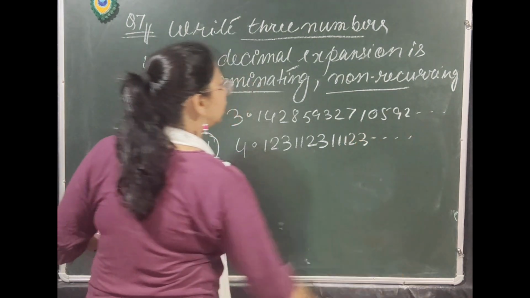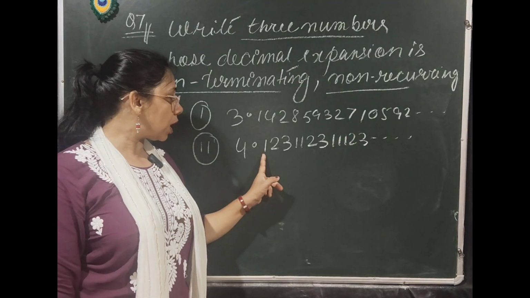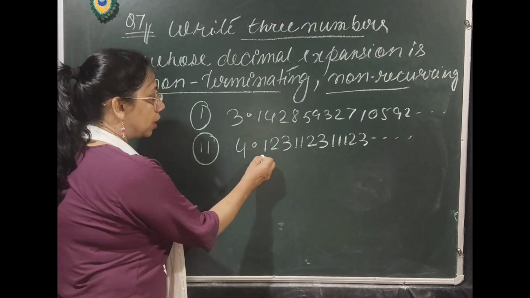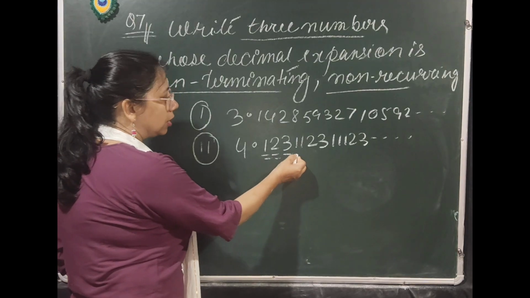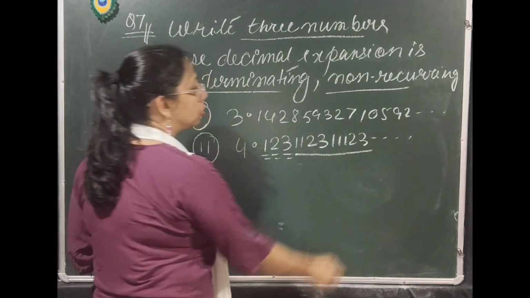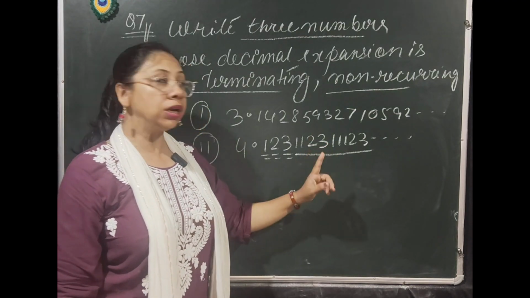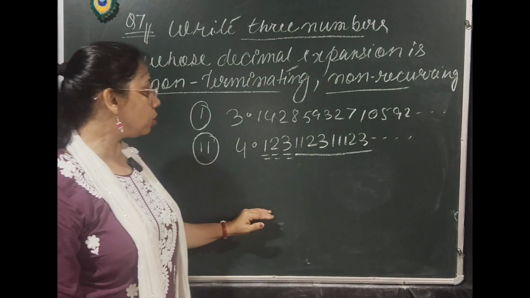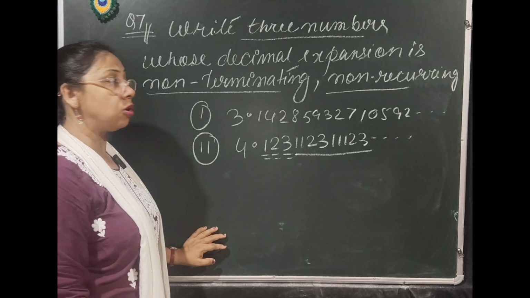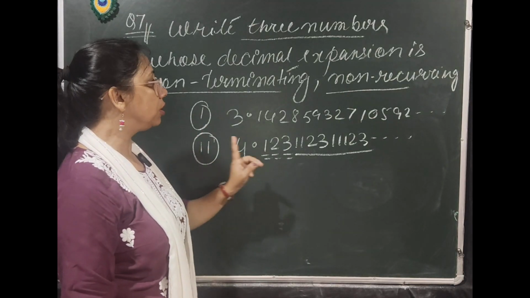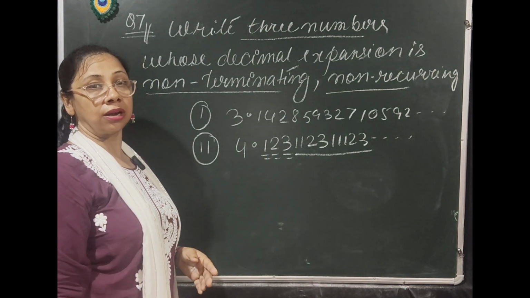Number 2, we can write 4.1231123 and it keeps on going like this. In this case also, no doubt in the decimal place we have 3 digits only, but you can see that the digits are not following the same pattern. Every single time one is increasing. So it is also a non-terminating, non-recurring decimal or non-terminating, non-repeating decimal, or in simple language, an irrational number.